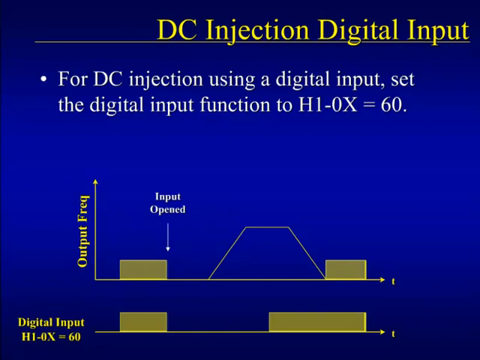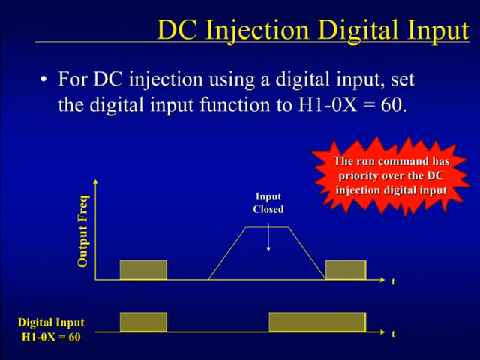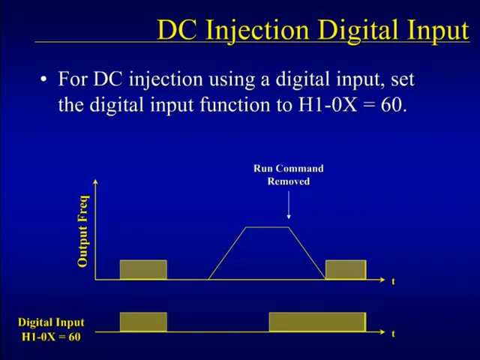The drive then receives a run command, and the drive begins running the motor based on the frequency reference. During the normal run sequence, the DC injection digital input is closed again. However, the run command overrides the DC injection digital input so that even though the digital input is commanding DC injection, the drive will follow the run command and frequency reference instead. With the digital input function left closed, the run command is removed and the drive begins its stopping method. Once the stopping method is completed, the digital input function is obeyed since the run command is no longer present to override the DC injection command.